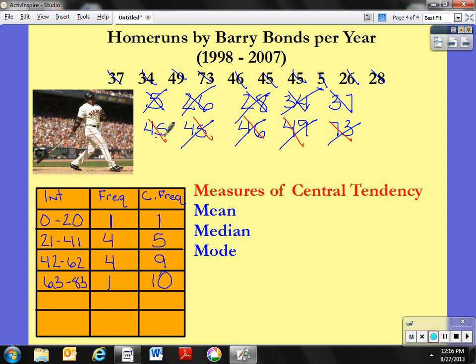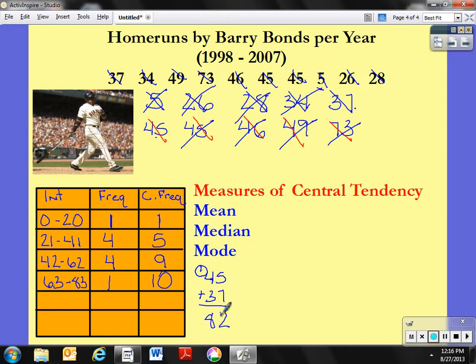Oh, 45 and 37. There are 2 numbers in the middle. I can't have 2 medians, so what I'm going to do is add those 2 together. 45 plus 37 gives me 82. Good, an even number. Perfect.